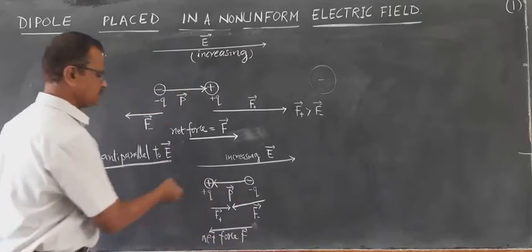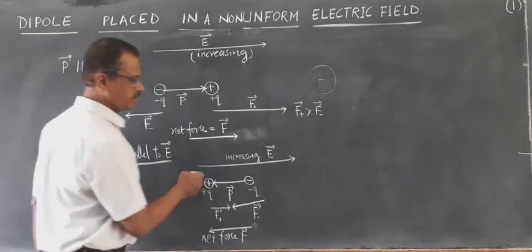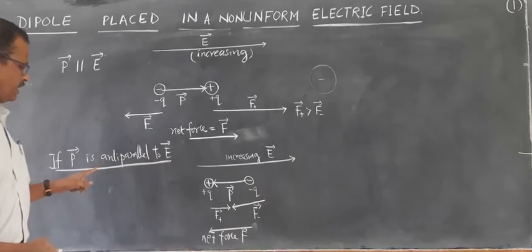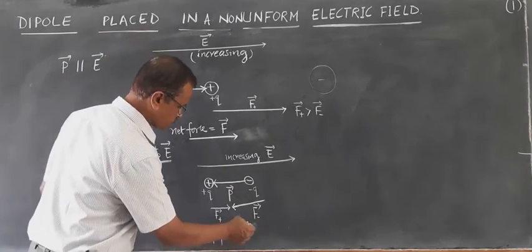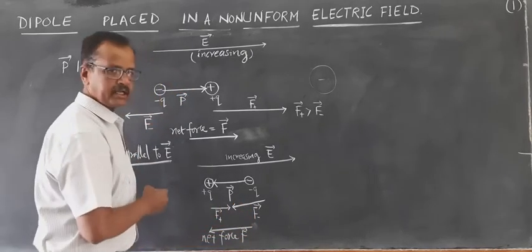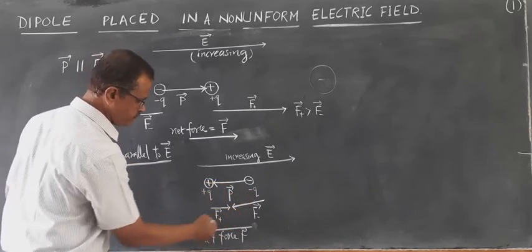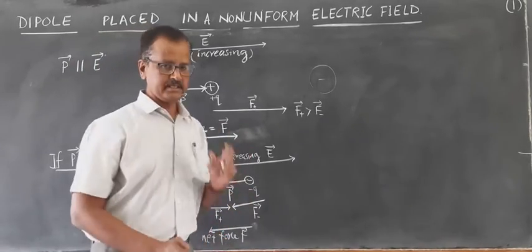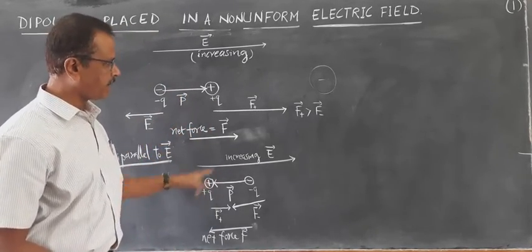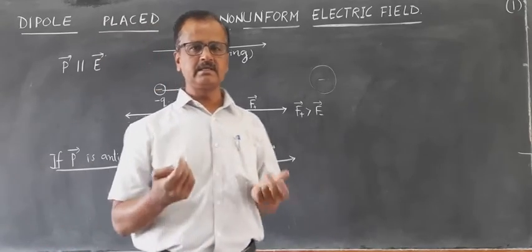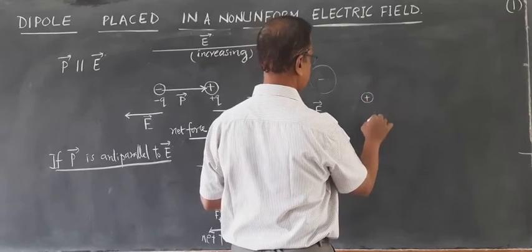It means that when the electric field and dipole moment are anti-parallel, the dipole starts accelerating in the opposite direction. This is the direction of force. As a result, the entire dipole starts moving in the opposite direction. So this is the case when the dipole moment is either parallel or anti-parallel to the electric field. If it is not parallel or anti-parallel, if the dipole is placed like this, then what happens?